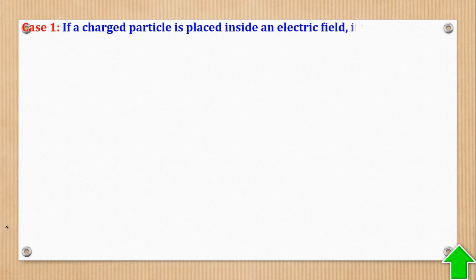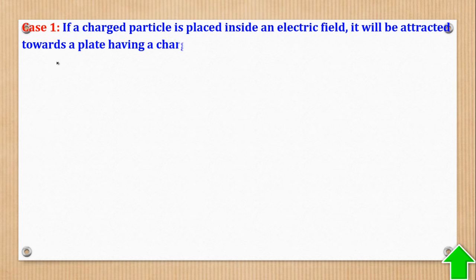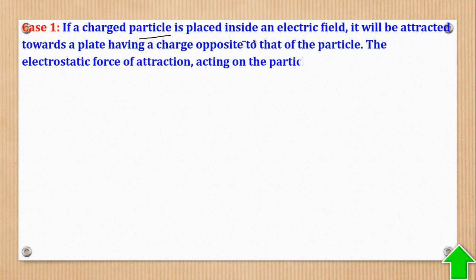There are three cases which you need to know. One is that if a charged particle is placed inside an electric field, it will be attracted towards a plate having a charge opposite to that of the particle. The electrostatic force of attraction acting on the particle is thus given by, so let's first see that.